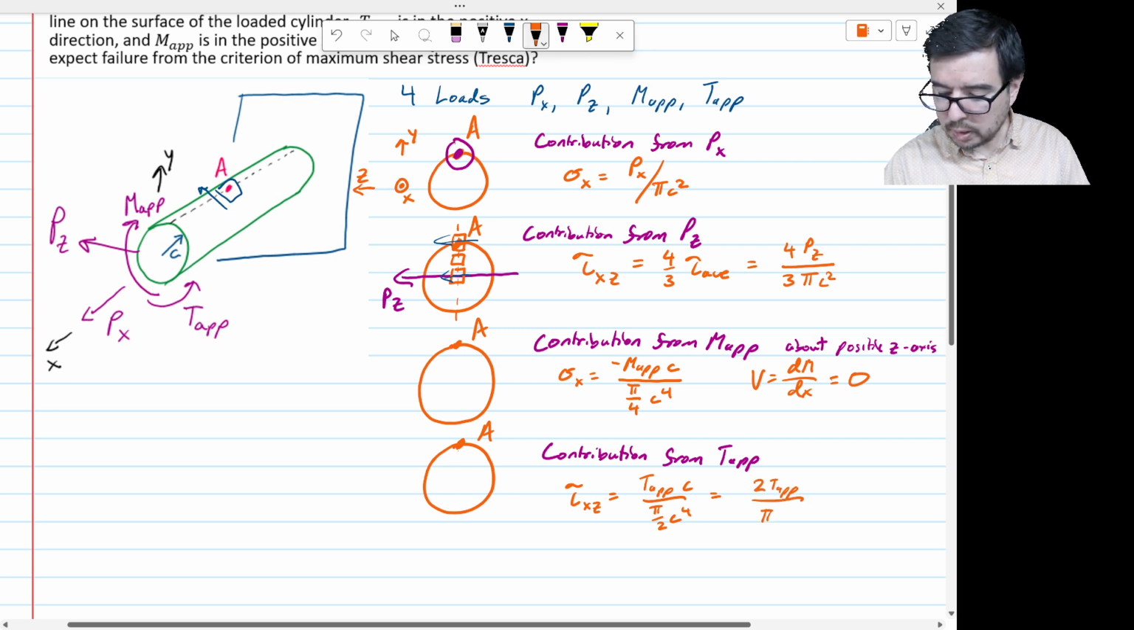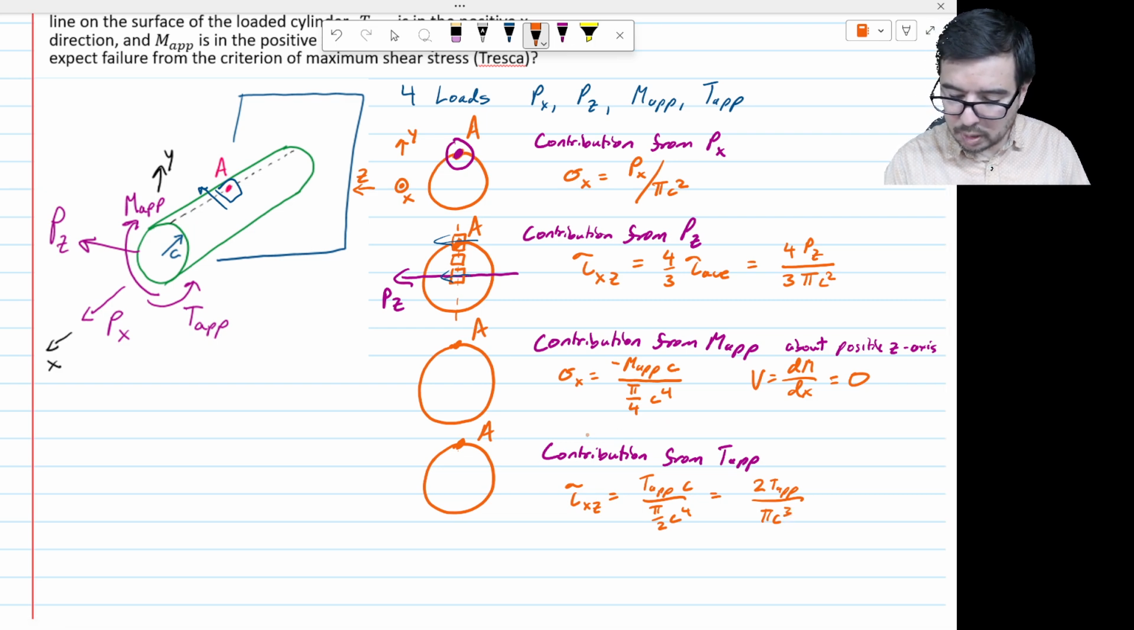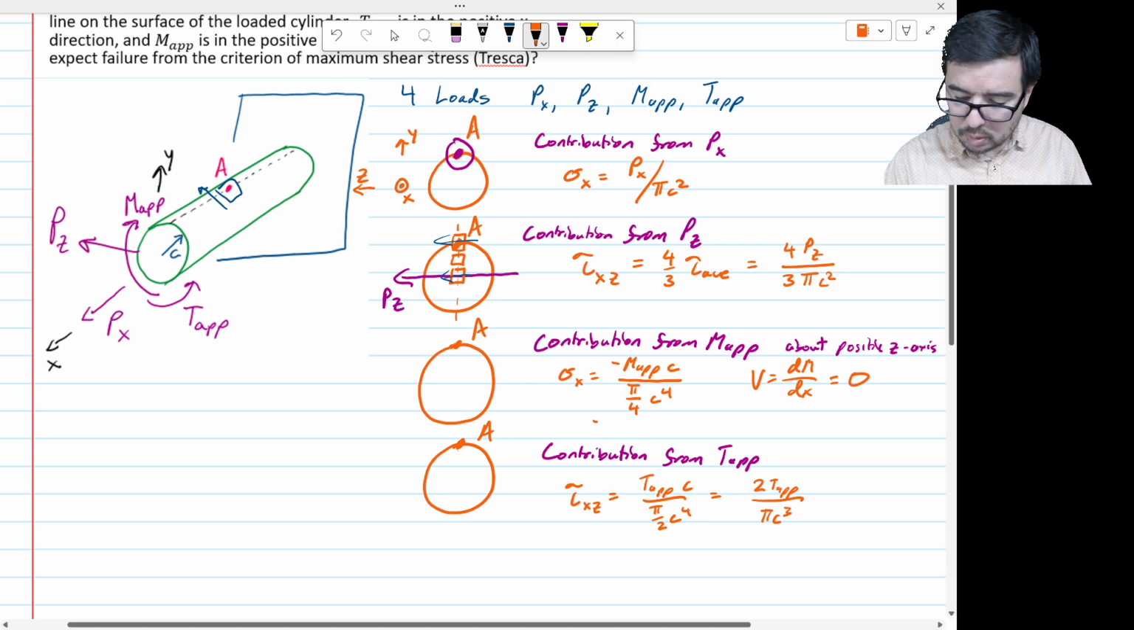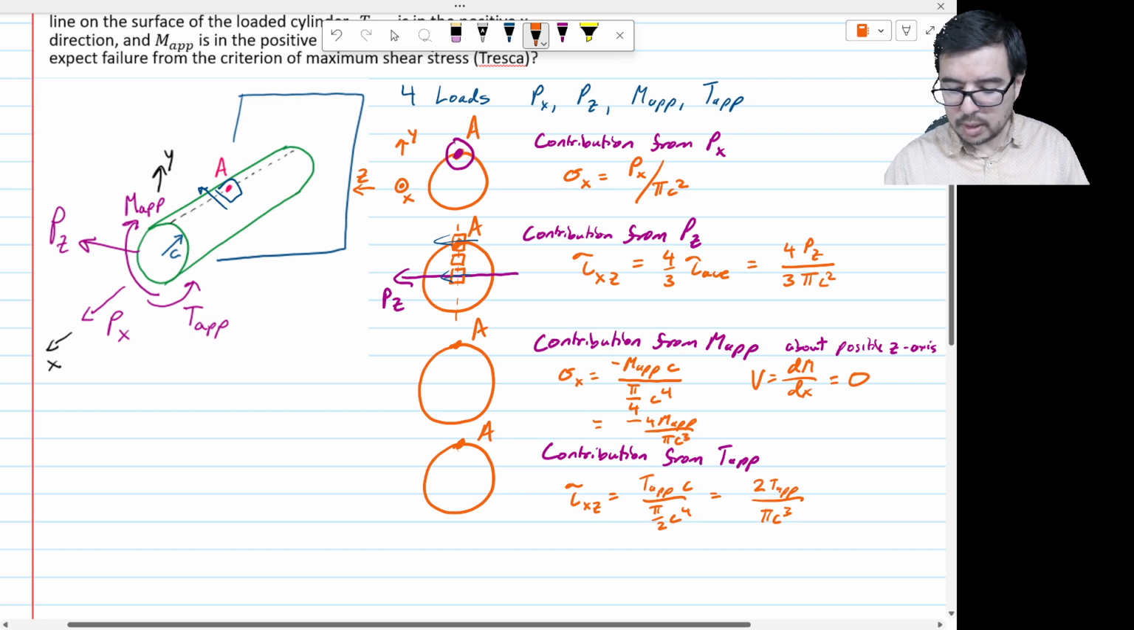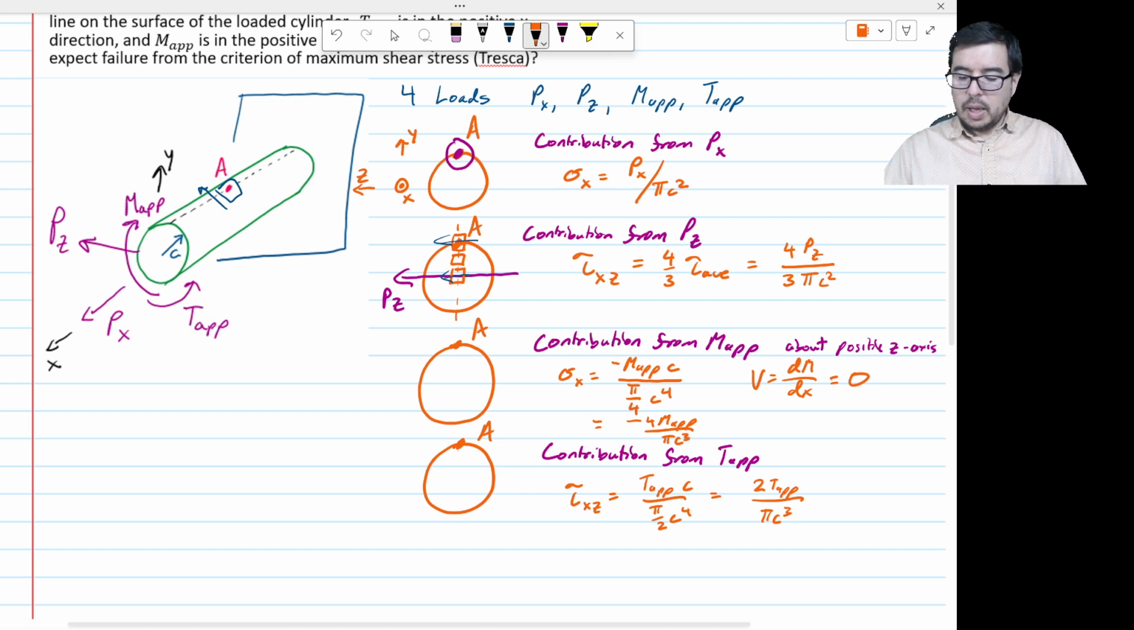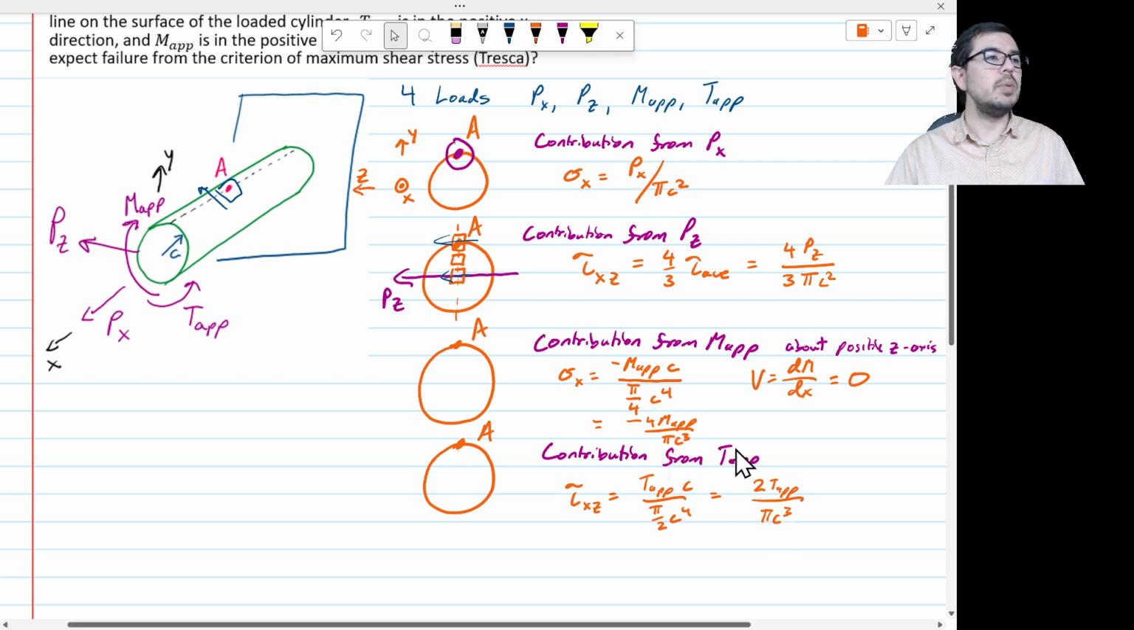So we're going to end up with 2 T_AP over pi c cubed, and this sigma x, I guess we can simplify a little bit, and we can say that it's minus 4 M_AP over pi c cubed. I'm just going back and trying to be somewhat clean. So they have the same units. It's a moment or a torque over pi c cubed. And anyway, it has to come out to be a stress.